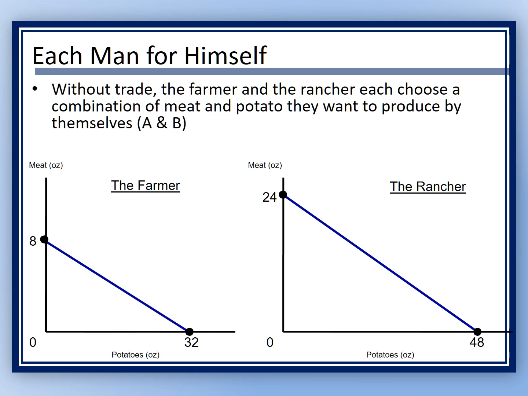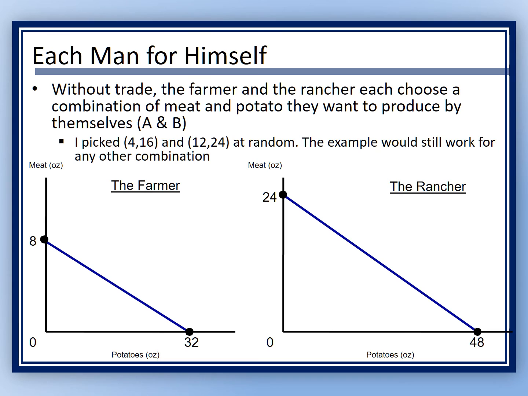Without trade, the farmer and the rancher each have to choose a combination of meat and potatoes they want to produce by themselves. Somewhere, so they're going to have to pick something in between, right? They say pick something. So, okay, I'm just going to pick 2 points at random because in the past, students asked why these 2 points, and the answer is absolutely no reason. Any point would do. Just pick two. So I'm going to pick these two.